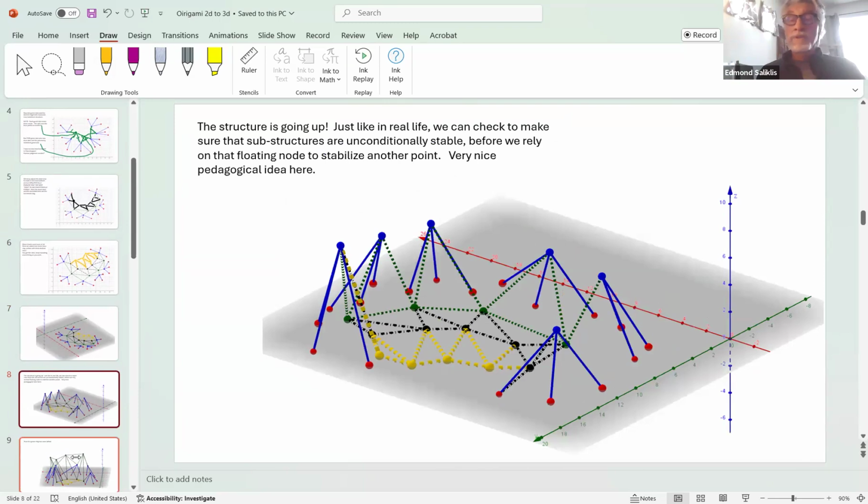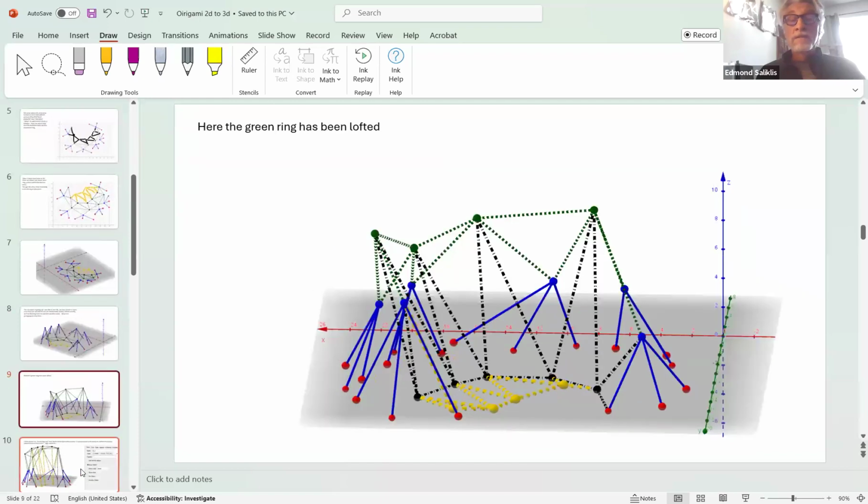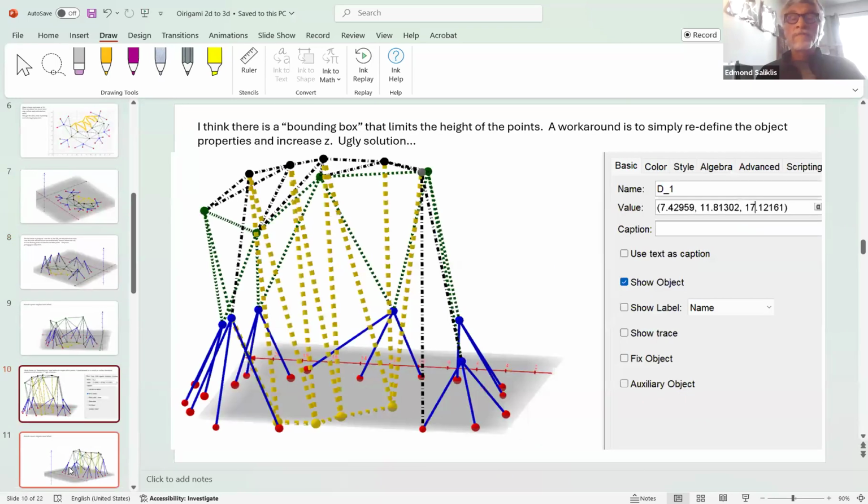The blue goes up in the air. What goes next? The green. The green goes up in the air. What goes next? The black goes up in the air.